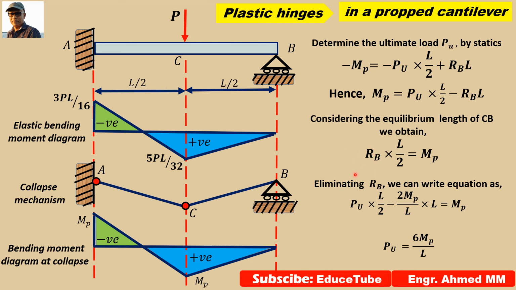Now eliminating RB. If we eliminate RB, I can find RB means 2 MP by L. So I can put this RB as 2 MP by L. So easily from here you can see L and L cancel, 2 MP. If we bring it here, it will be 3 MP multiplied by 2, it will be 6 MP divided by L, it will be 6 MP by L. So that is the ultimate load.